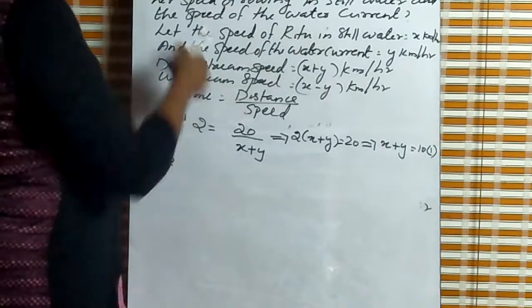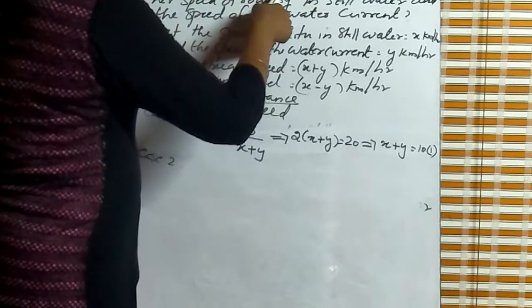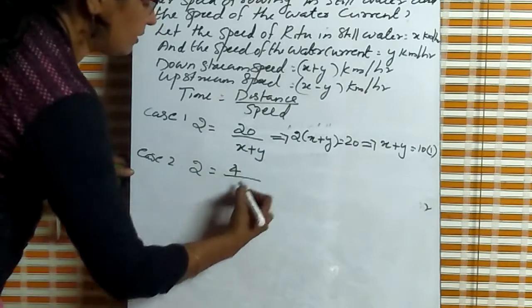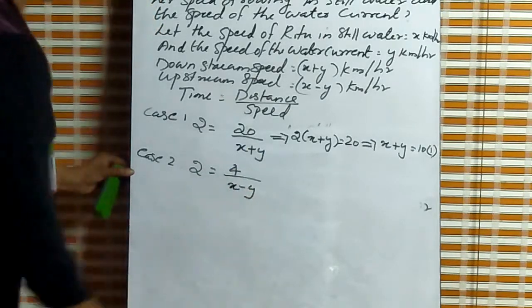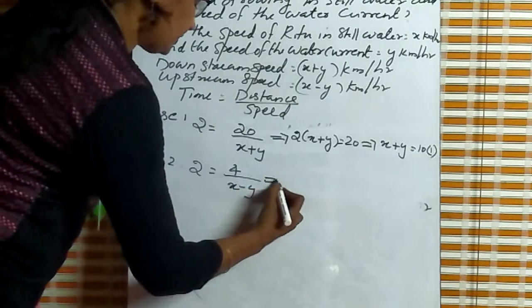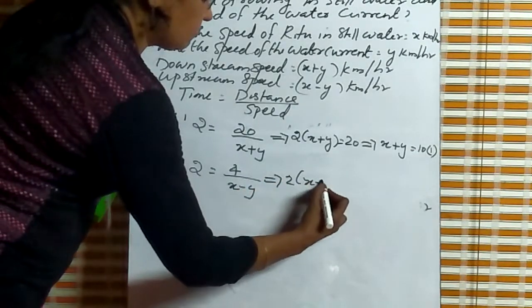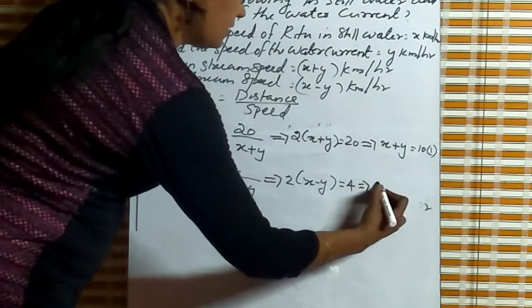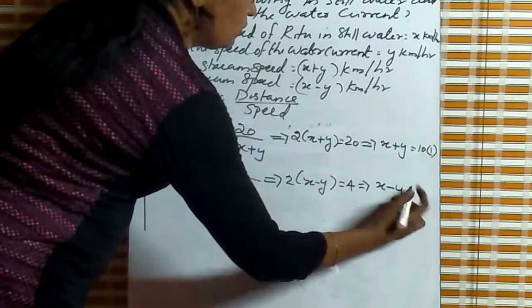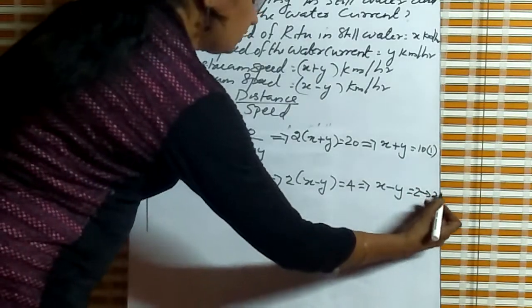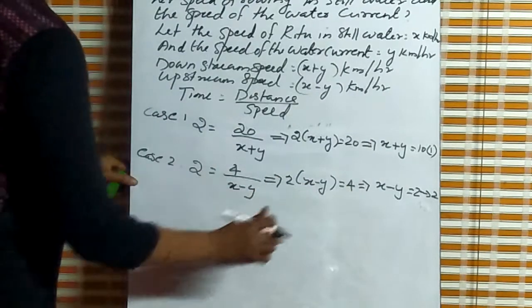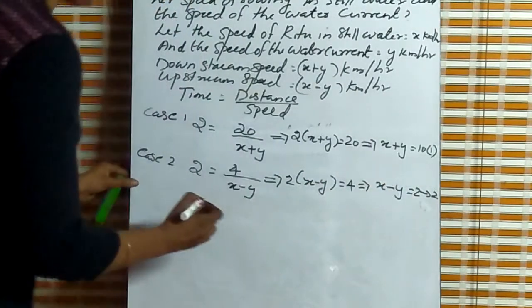In case 2, upstream 4 kilometer in 2 hours. Upstream speed is x minus y. Cross multiplication: 2 into x minus y is equal to 4, which implies x minus y is equal to 2. Equation 2. Here 2 and 4, cancelled, so x minus y is equal to 2.